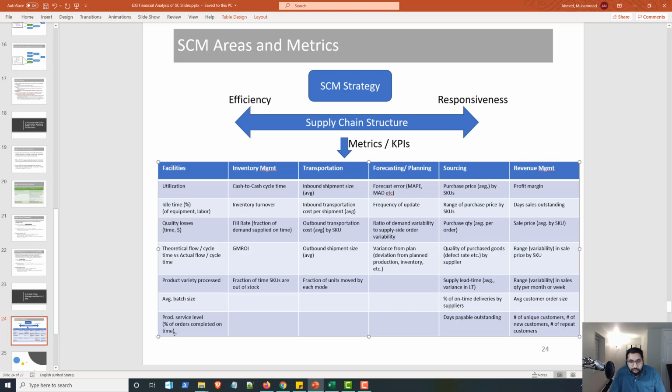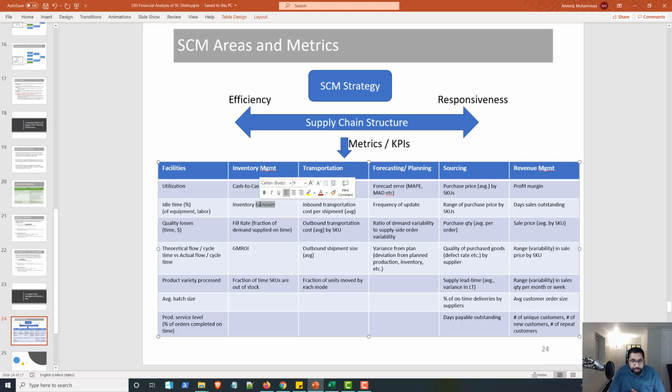Product service level, percentage of orders completed on time in terms of production, would also come here because that's part of production planning for facilities. Inventory management, cash to cash cycle time. We did this today in detail. This is basically working capital management for inventory, right? Because the lower the cash to cash cycle time, the less working capital you need, and lower is better for cash to cash cycle time. Because the higher the cash to cash cycle time, the higher the investment you need in inventory.